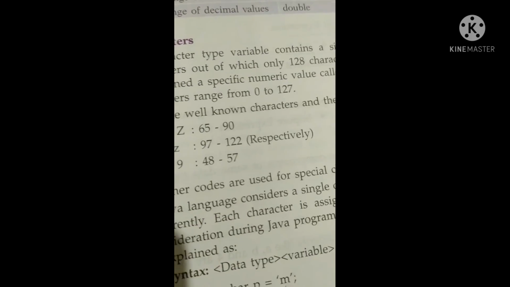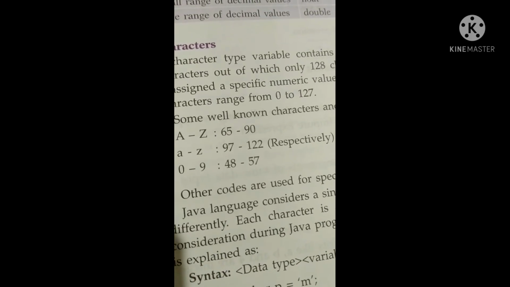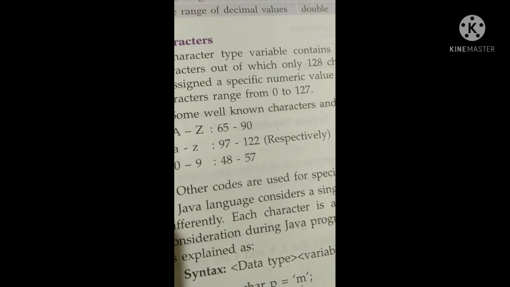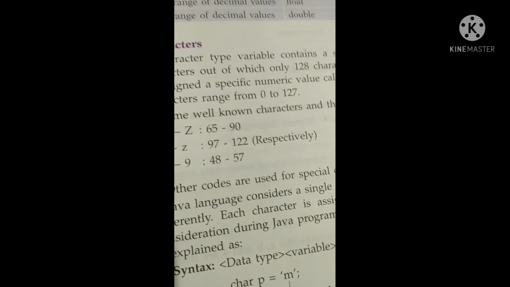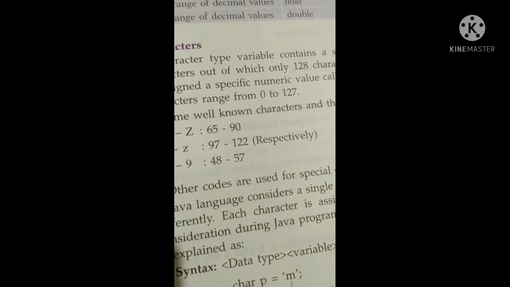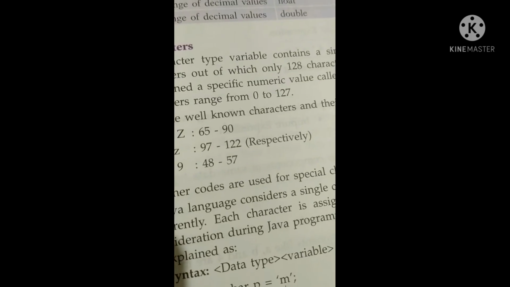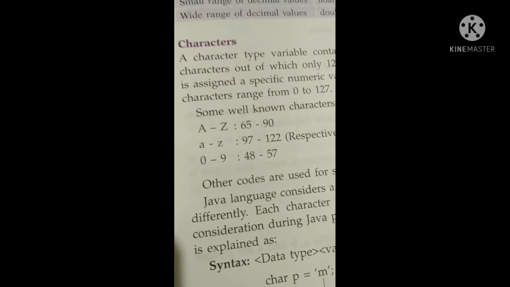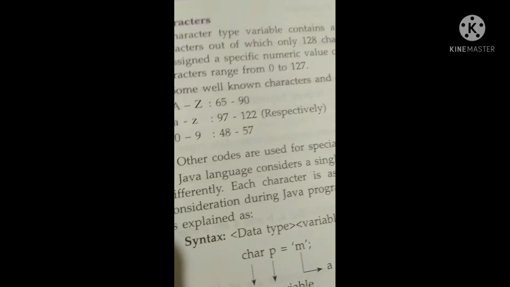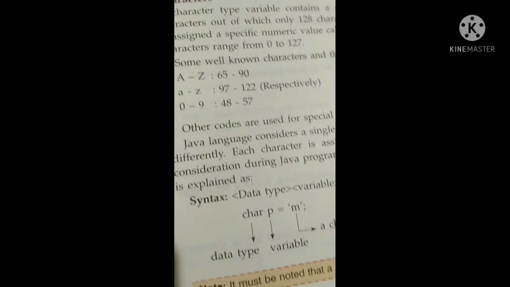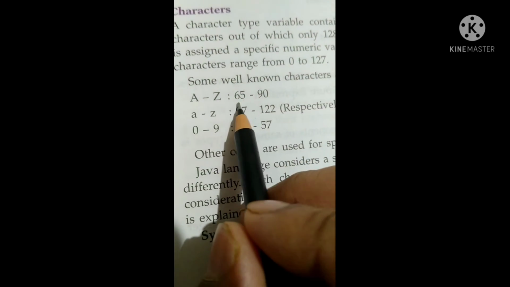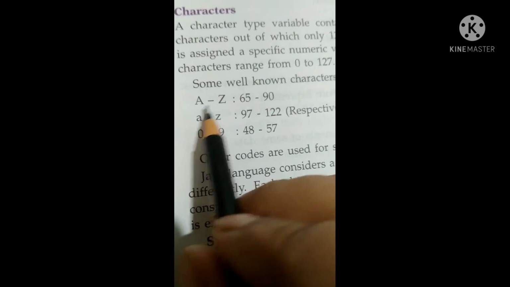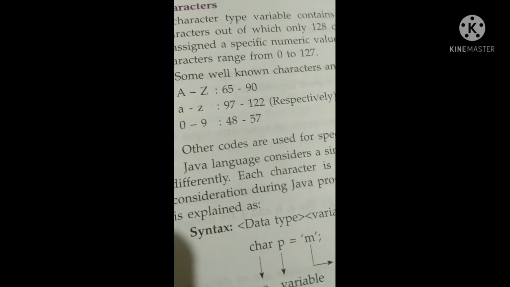If you want to test, then go and open Notepad, hold down the Alt key, and from the numeric keypad press the value. Suppose you press 11, then a different type of character will display on Notepad. So you can test that. If you press 65, then you will see capital A displayed on the screen. Like that you can check.